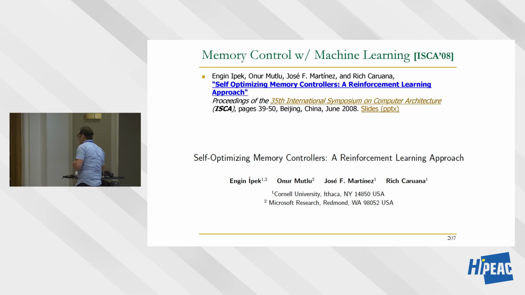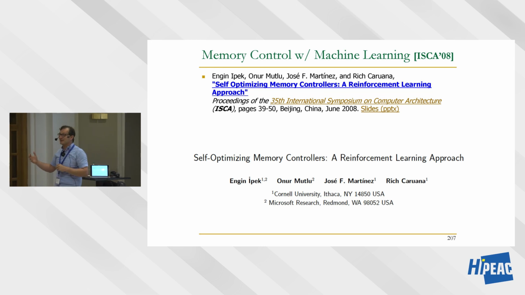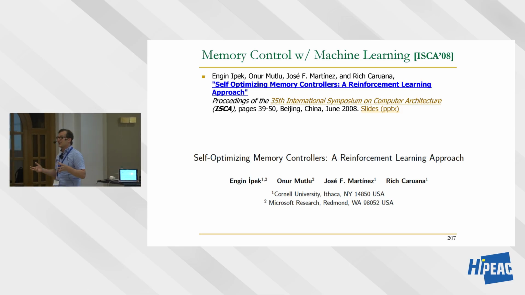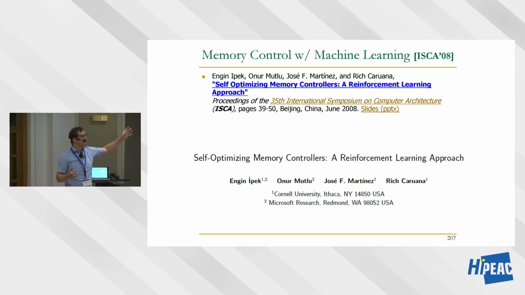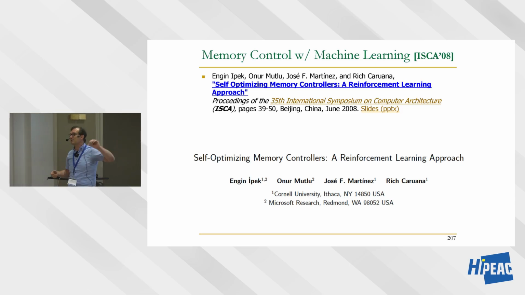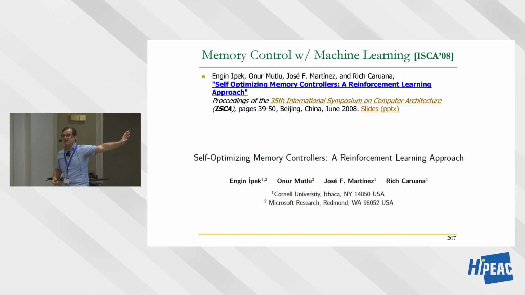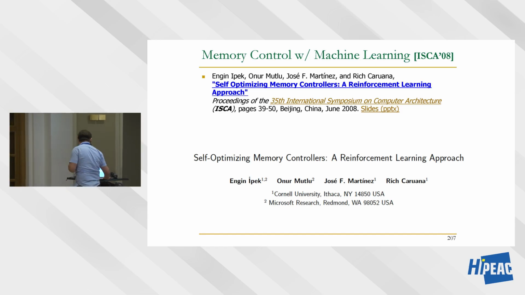Okay, so this is one work that we may cover in the last lecture, which is if things are getting so complicated, maybe humans are not good at really dictating policy in these memory controllers. And this is what we had in mind when we wrote this paper in ISCA 2008. We used reinforcement learning to control memory. And I think there's a lot more to do in this area, but hopefully we'll leave that for the last lecture.